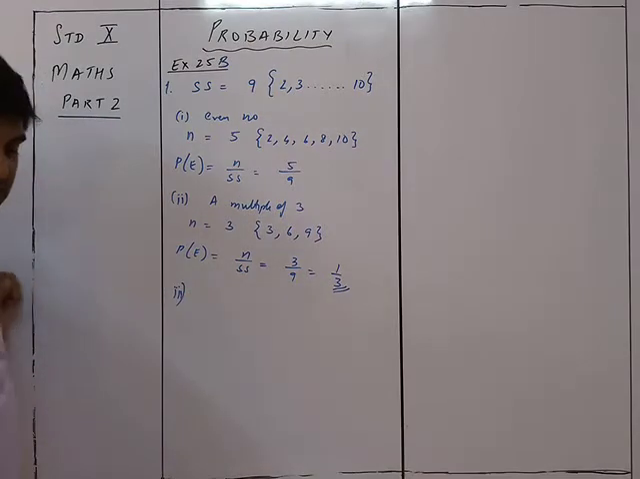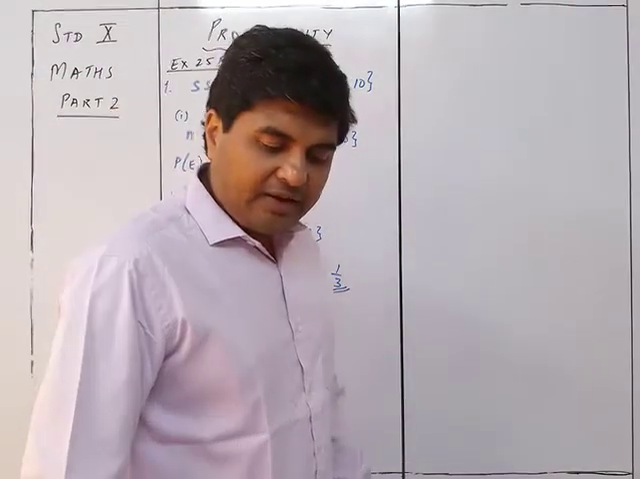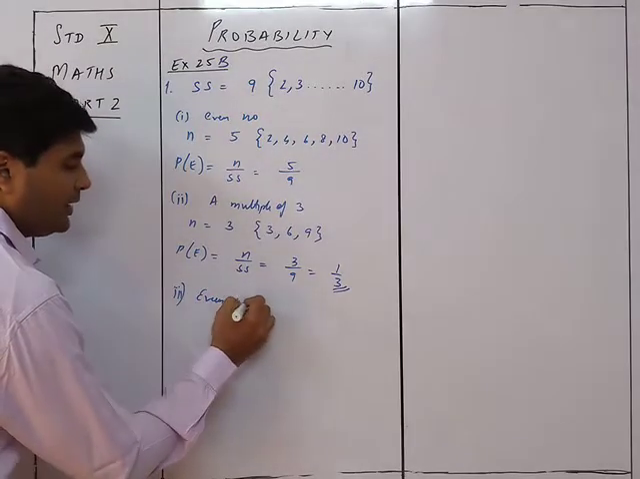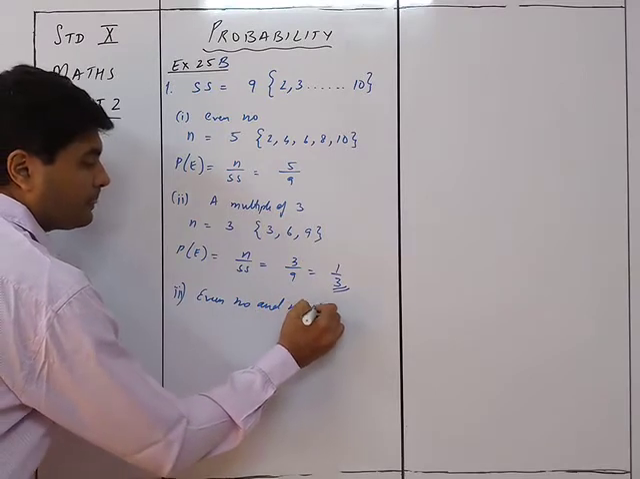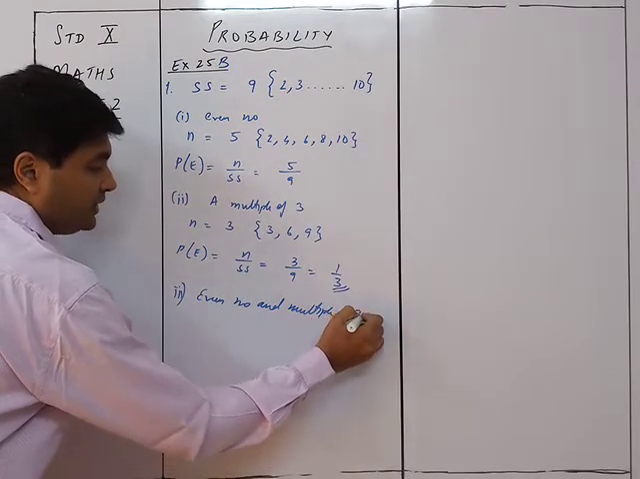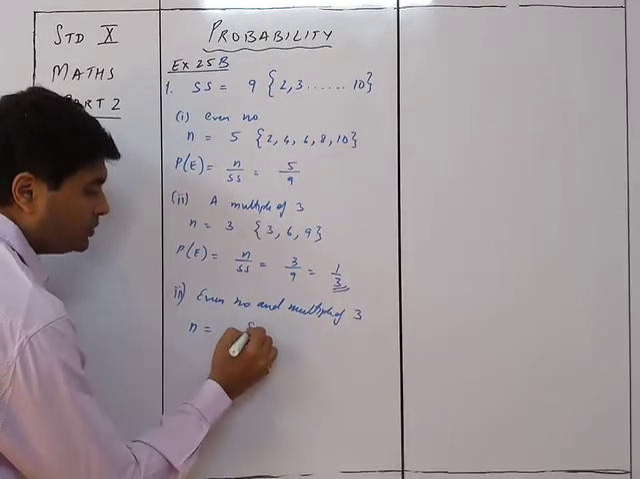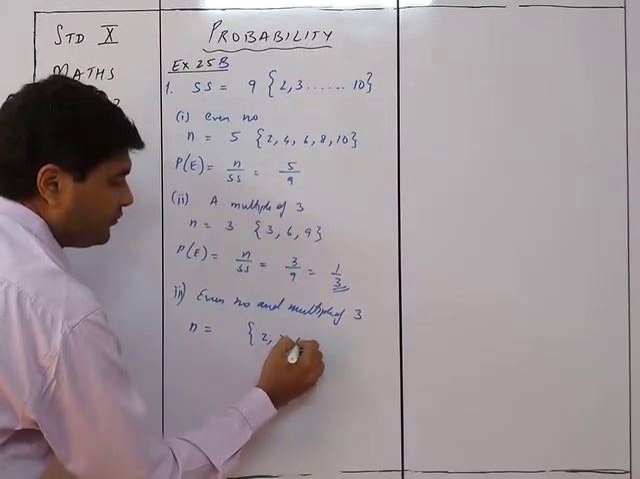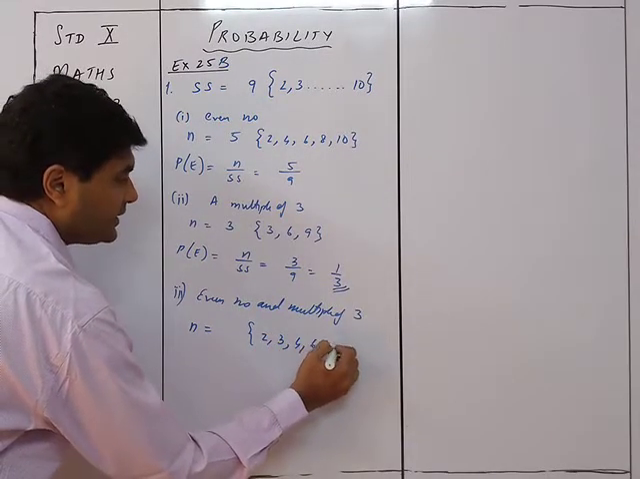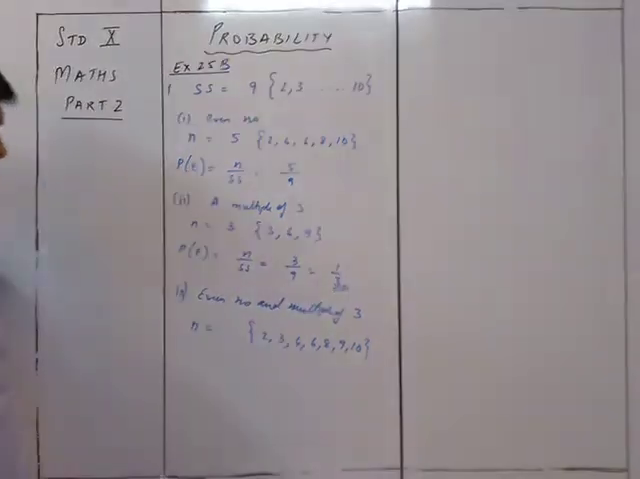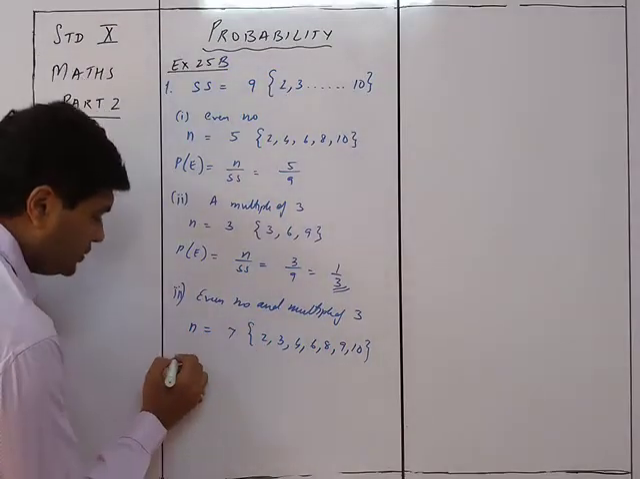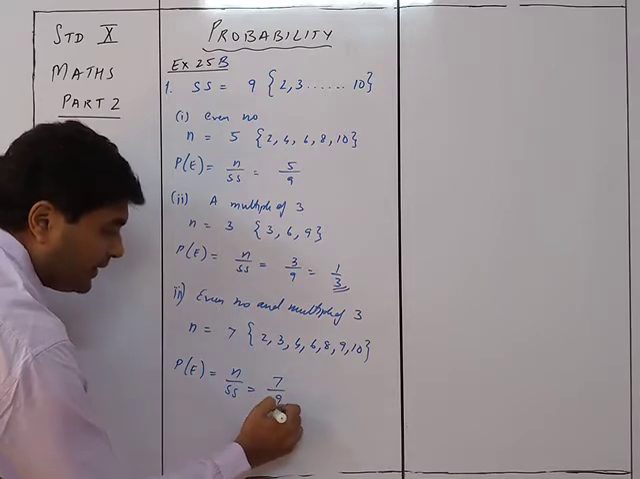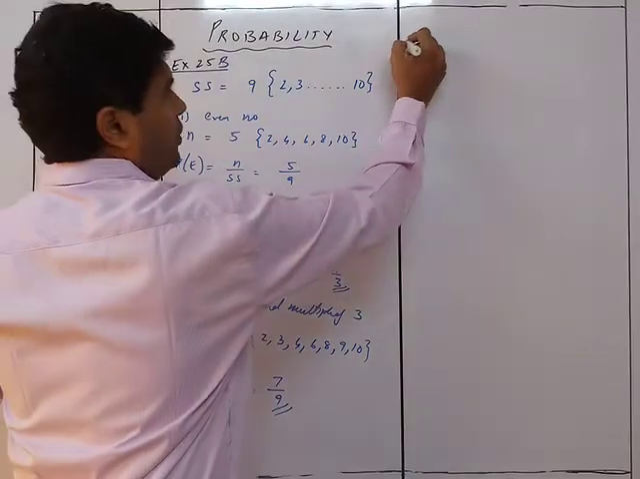Now the third case: an even number and a multiple of 3. So it is an even number and a multiple of 3. So n will be equal to the union of the sets. So it will be 2, 3, 4, 6, 8, 9, 10. So that gives you 7 such cards. So P(E) will be n upon S, 7 upon 9. We move on to the fourth one.